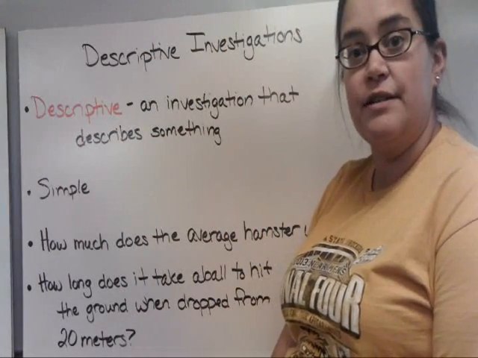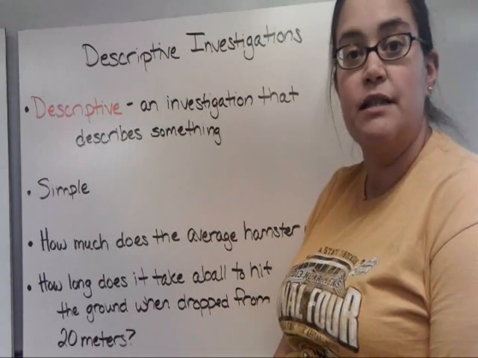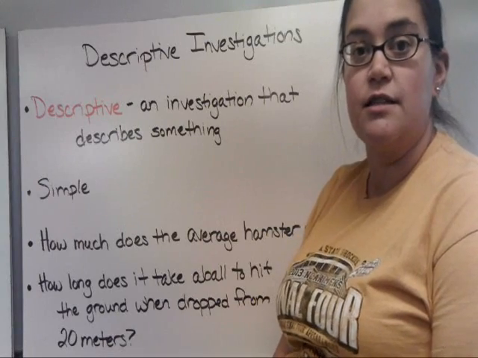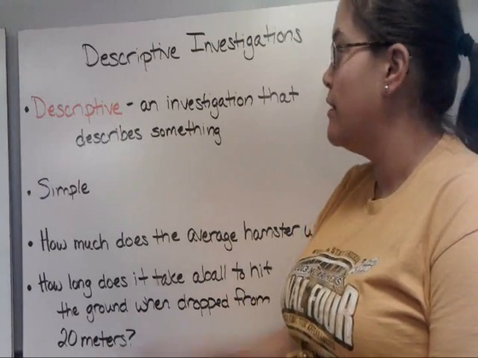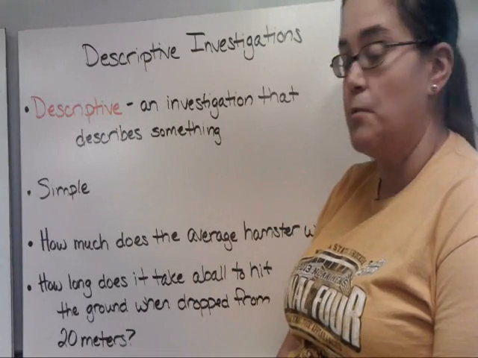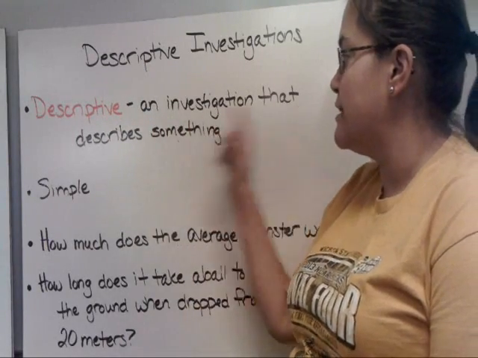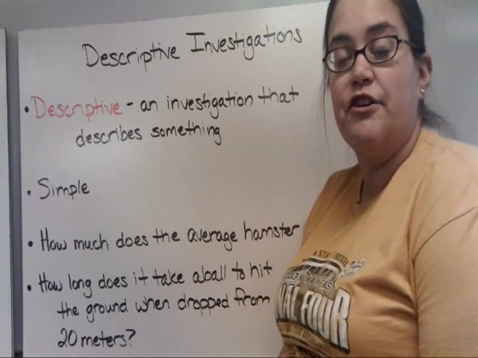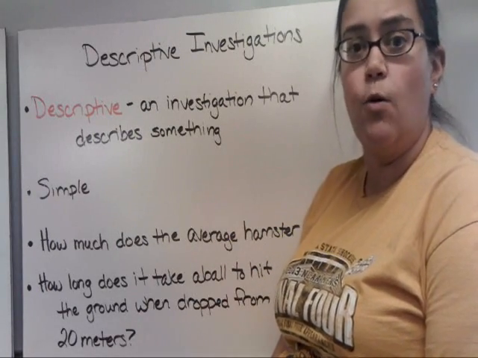Next, we're going to talk about different types of investigations. We don't call them experiments, we call them investigations. These are 3 different types. First are descriptive investigations. These are very simple. It's an investigation that describes something. So you're just measuring or looking or observing things.